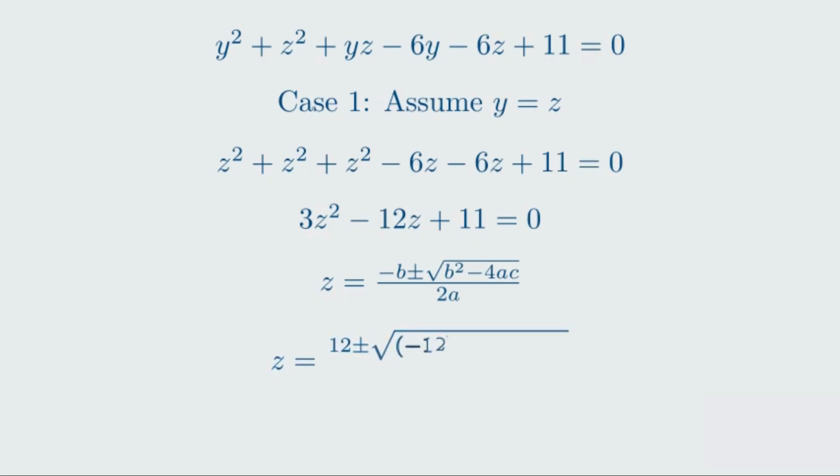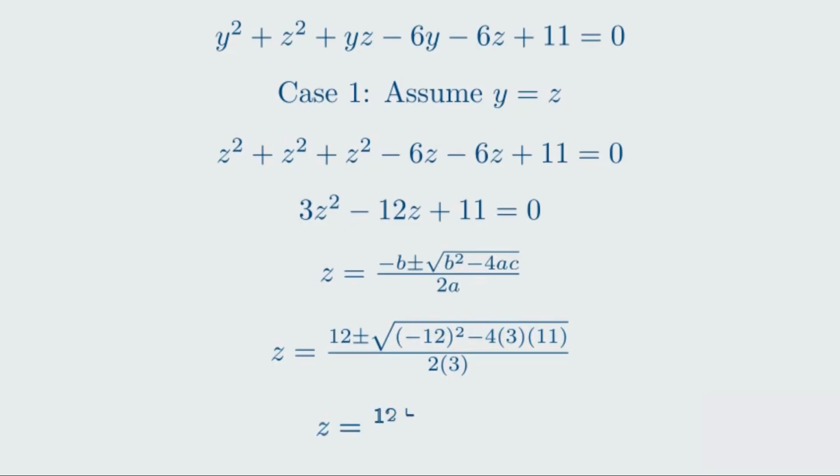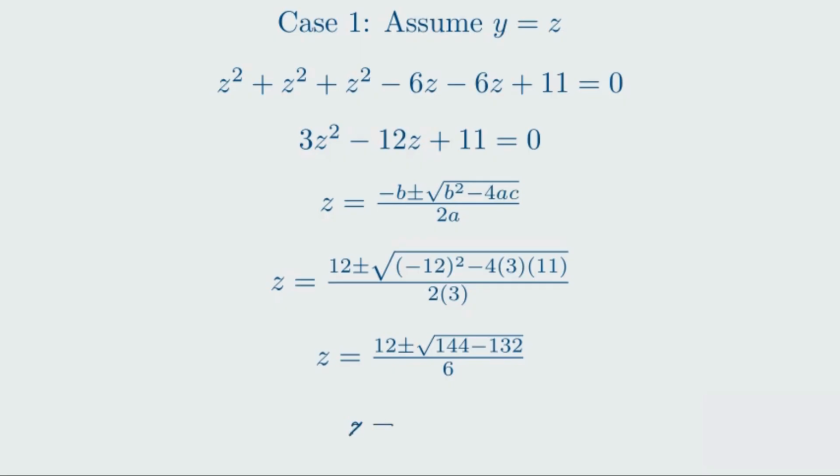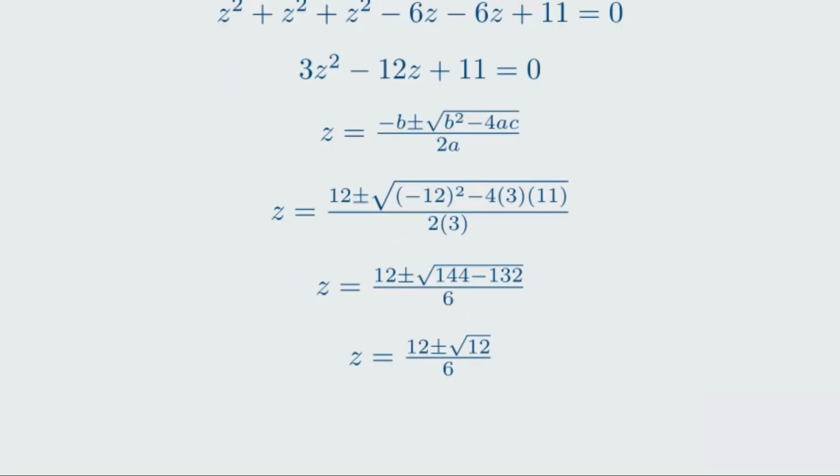Substituting these values, we get z equals 12 plus or minus the square root of 144 minus 132 all over 6. This simplifies to 12 plus or minus the square root of 12 all over 6. Since the square root of 12 is 2 times the square root of 3, we can simplify this to 2 plus or minus the square root of 3 over 3. These are our two possible values for z when y equals z. And since y equals z, these are also the values for y.